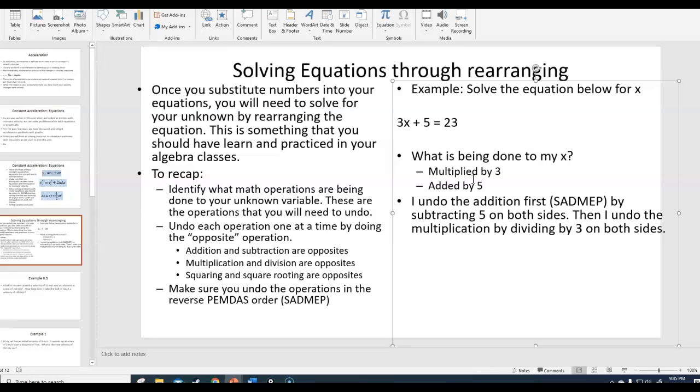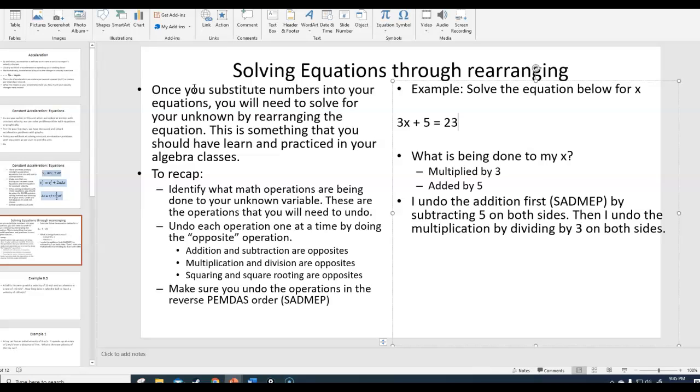Okay, but let's just kind of recap. Let's say you have an equation and your equation has an unknown. Let's say the equation is 3x + 5 = 23. Okay, so let's say this is our example. In order to solve for x, you need to first identify what mathematical operations are being done to your unknown variable. Okay, so in this example, 3x + 5 = 23, there are 2 things being done to x. Number 1, it's being multiplied by 3. And number 2, it's being added by 5. Okay, so that's the first step in solving for an unknown.